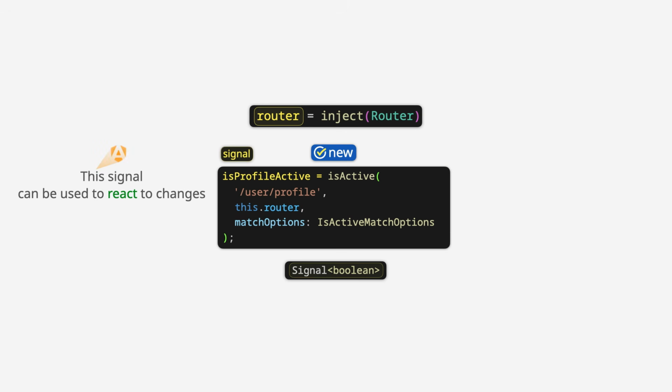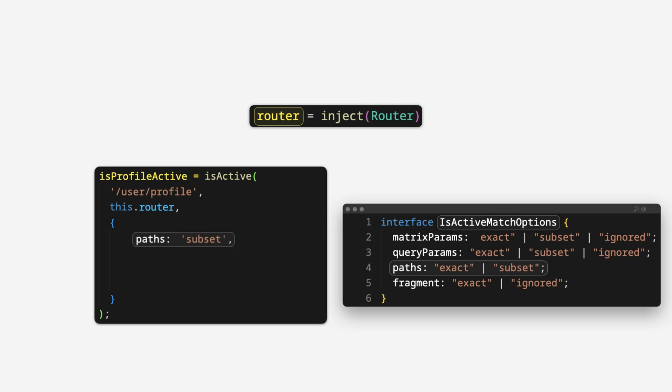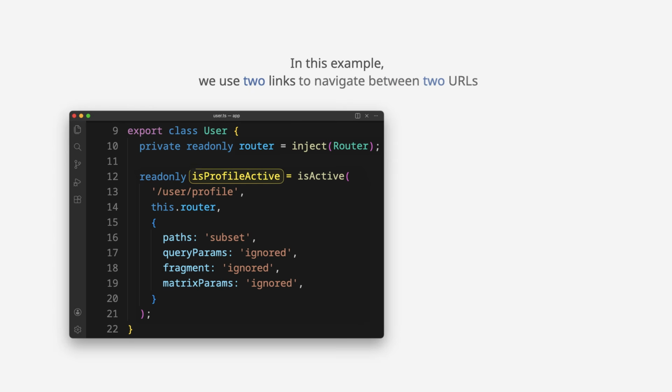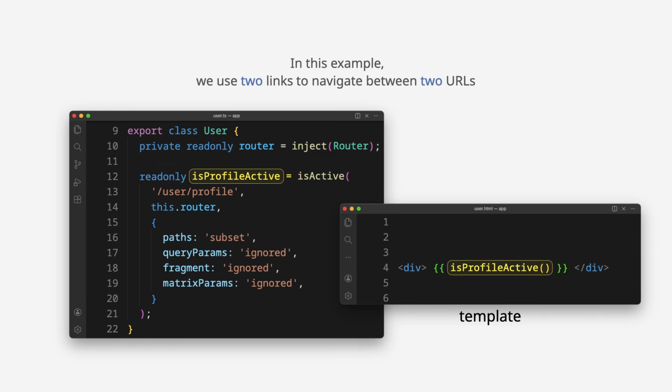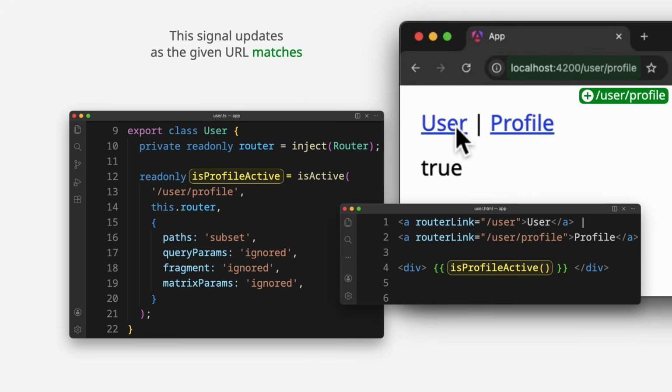This signal can be used to react to changes, for example in computed signals or effects. In this example, we use two links to navigate between two URLs. The signal updates as the given URL matches or doesn't match the current router state.